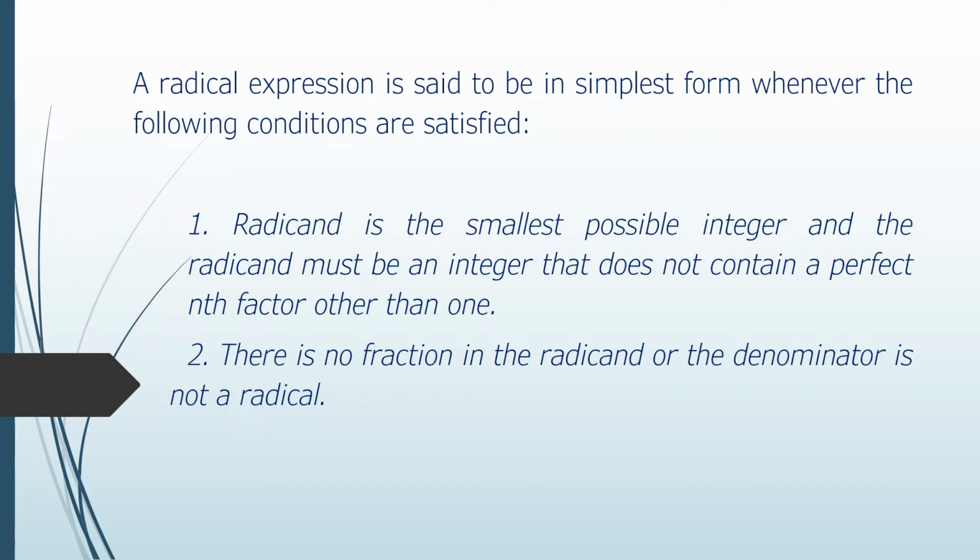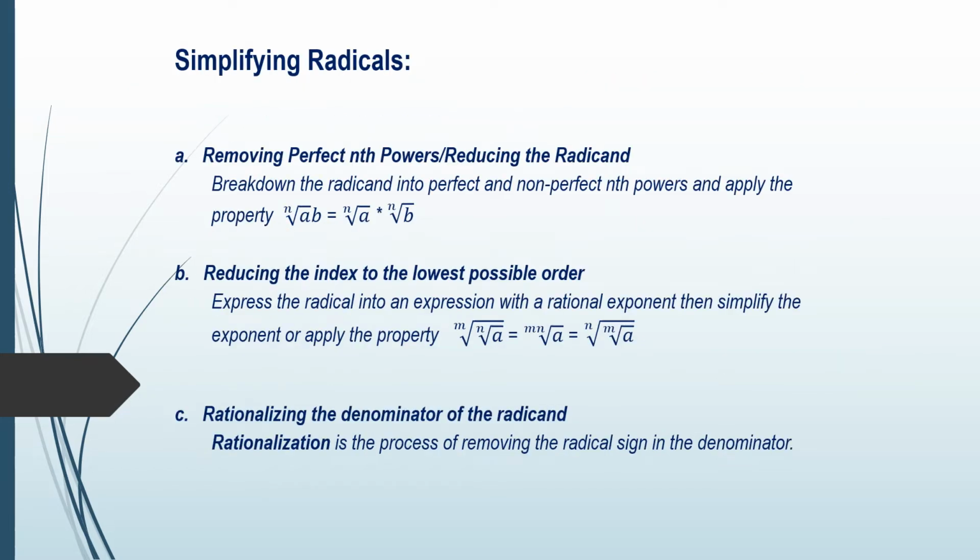Next, there is no fraction in the radicand, or the denominator is not a radical. And third, the index of the radical has been reduced. We have also learned that there are different ways of simplifying radicals. First is by removing perfect nth powers or reducing the radicand. Next is reducing the index to the lowest possible order, and third is rationalizing the denominator of the radicand.